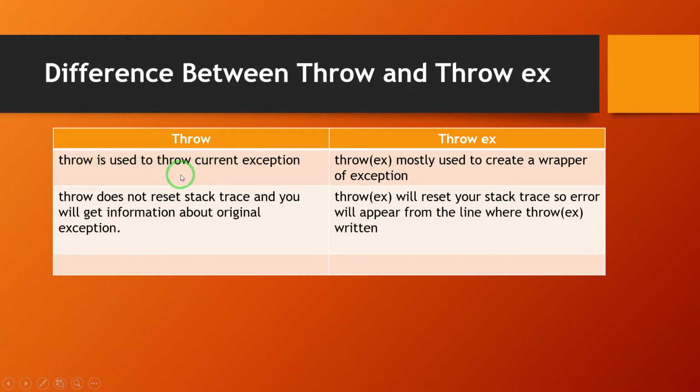Throw is used to throw the current exception. Throw ex is mostly used to create a wrapper of an exception. Throw does not reset the stack trace, and you will get information about the original exception. Throw ex will reset your stack trace, so the error will appear from the line where throw ex is written. Basically, we will check this concept in an example.